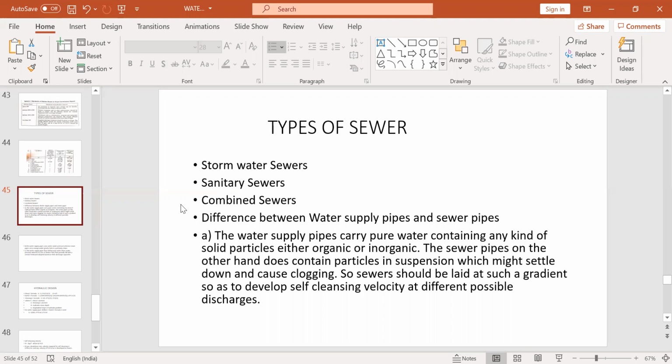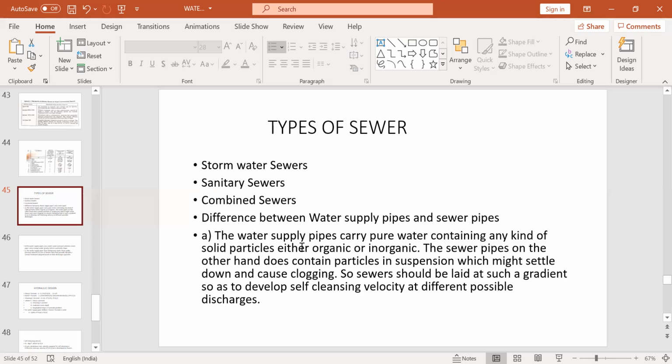So in a country like ours, in India, we generally opt for combined sewers. But where quality is an issue, or for more precise and more genuine treatment of sewage, we sometimes separate these two sewers. Okay, so the sewers have been classified based on the type of liquid flowing in them. So now some basic differences between water supply pipes and sewer pipes.